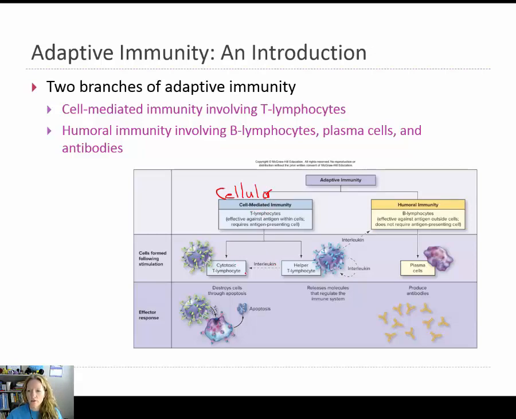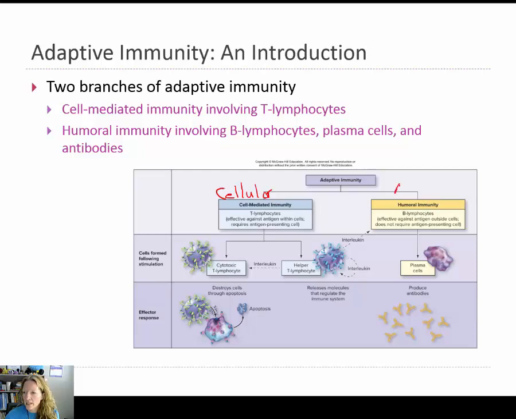The T lymphocytes that are involved are cytotoxic T cells and helper T cells. And of course, we'll go through and talk about the functions. This is a main function of cytotoxic T, and this is going to be one of the big overall functions of helper T cells. But you guys will see more specifics on these later on. And here is the humoral immunity.